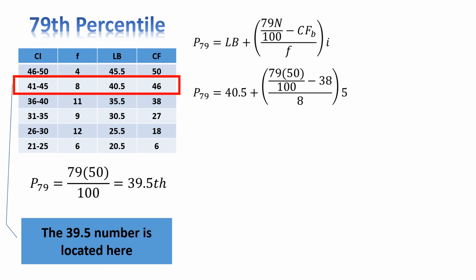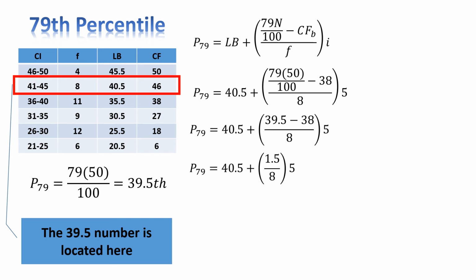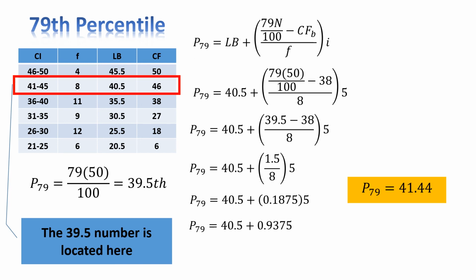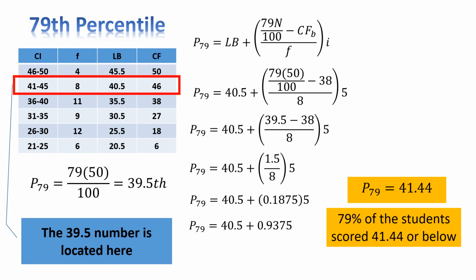So, solve muna natin yung 79 times 50 divided by 100. That's 39.5. I-minus natin yan kay 38, magiging 1.5. I-divide kay 8, magiging 0.1875 times 5 is 0.9375. Saka nyo i-add kay 40.5. So, ibig sabihin, ang value ng 79 percentile natin is 41.44. So, this means 79% of the students who took the test got scores of 41.44 or below.